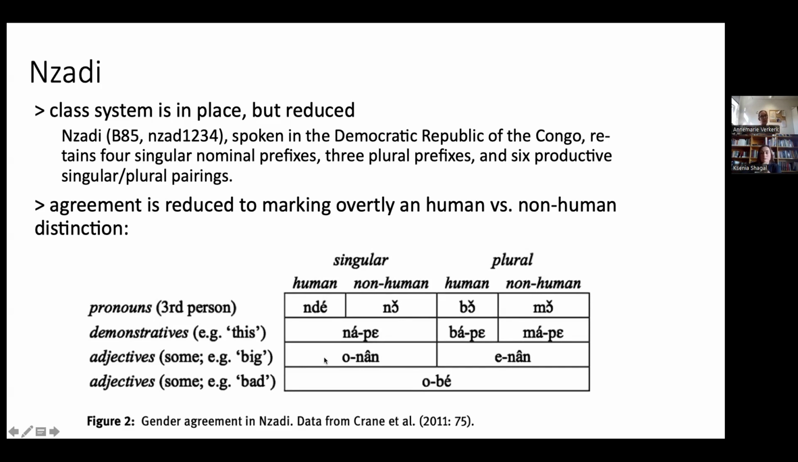So this seems to be a language which at some point was like Swahili, and then the animacy-based agreement somehow took over to become far more far-reaching. So syntactic agreement is lost altogether, and only animacy agreement is left.